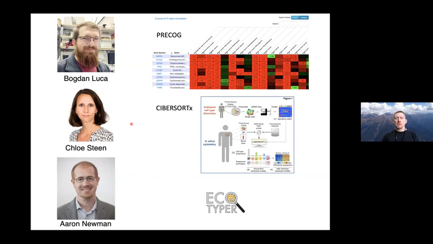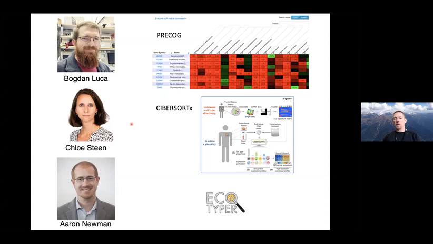Over the last couple of years, we've been working on a new resource called EcoTyper. If you're familiar with the history of CIBERSORT, you'll know that originally it was developed as a deconvolution platform, which can basically estimate the proportions of different cell types in a gene expression bulk profile. So if you have a gene expression profile of a tumor, then CIBERSORT can tell you what the relative proportions or fractions of different cell types are in that particular bulk profile.